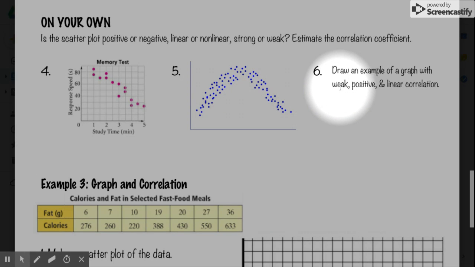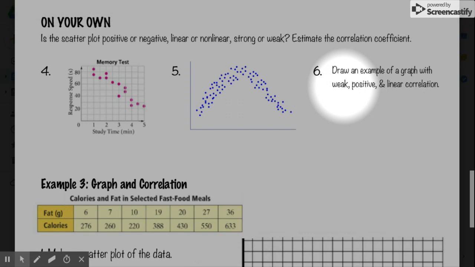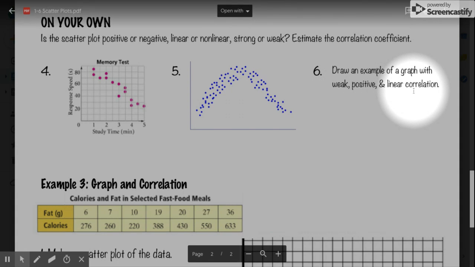And then number 6, this one's going to vary, but I'll just kind of describe it. So for it to be weak, your points would have to be pretty spread out, not all in the same line. Positive means that they're going up, and linear would mean that they are forming a line and not curving.